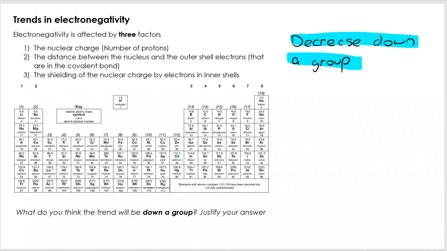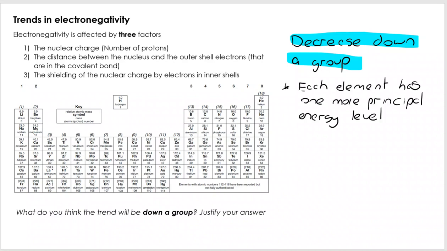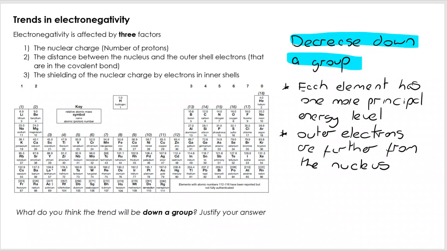Well, as we go down a group, you will see a decrease in electronegativity. And again, let's think about why. We can think about similar ideas to why reactivity changes. And you've talked about that at GCSE. Well, in terms of electronegativity, each element has got 1 more principal energy level. So if we go down fluorine, chlorine, bromine, iodine, we're adding a principal energy level each time. That means that the outer electrons, and therefore the electrons in the covalent bond, are further from the nucleus. If they're further from the nucleus, they're less attracted.